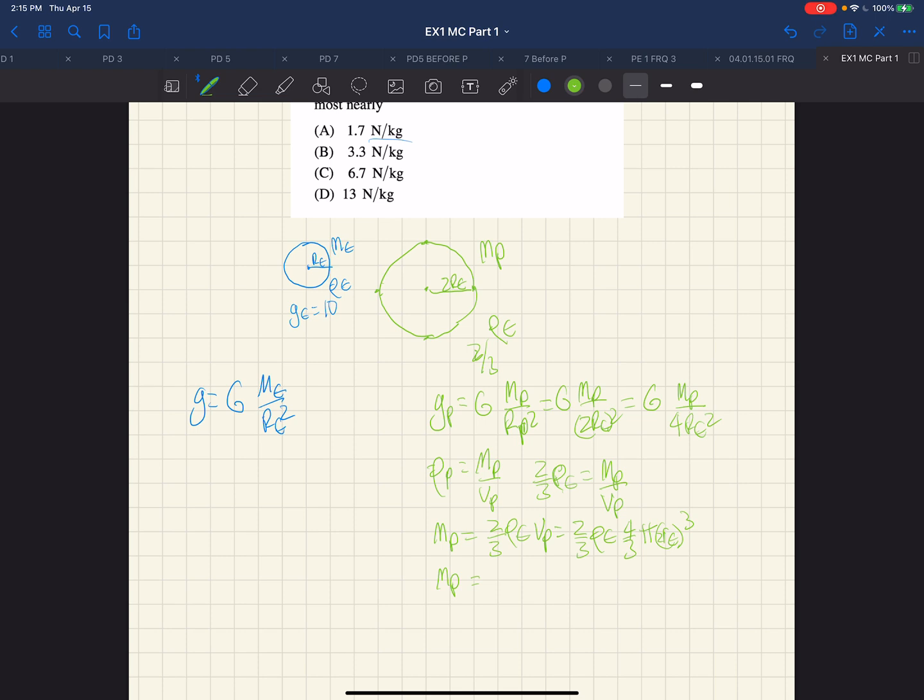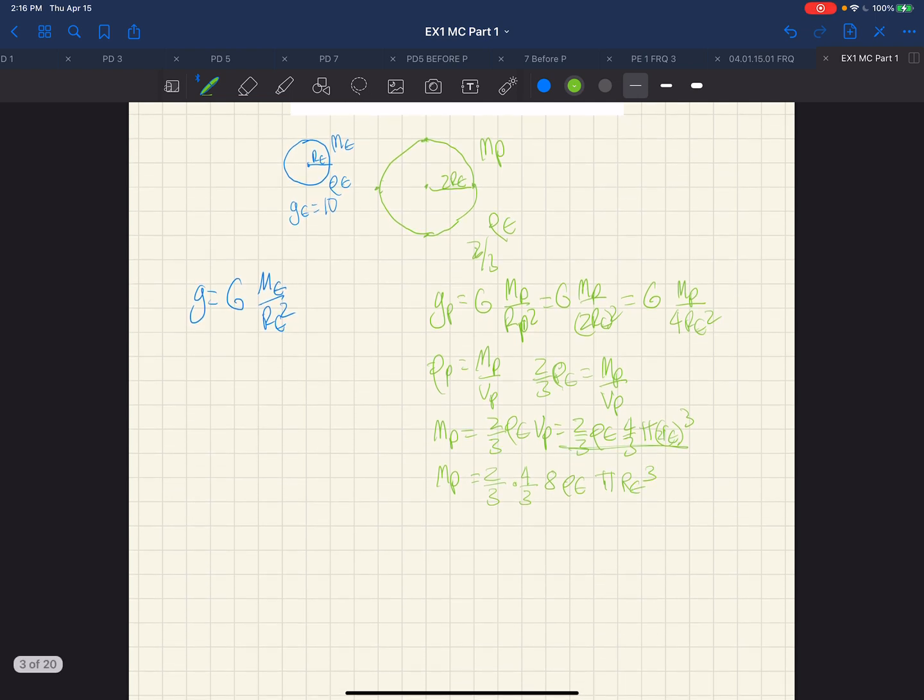We'll pull out the numbers here in the beginning. It is 2/3 times 4/3 times 2RE cubed, which is 8RE cubed. So that is 8 rho E pi RE cubed times the 4/3 and 2/3 factors. That's the mass of the planet. Now we can put that back into our equation up above, and GP is then big G times the mass of the planet, which is 8 times 8, so 64/9 rho E pi RE cubed.